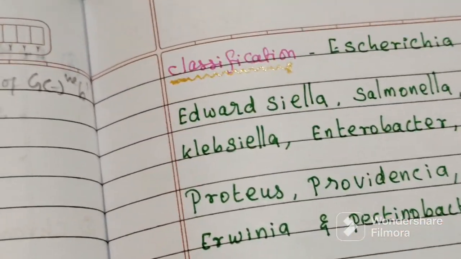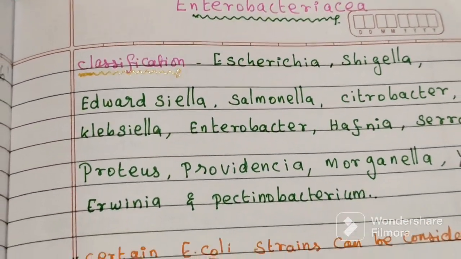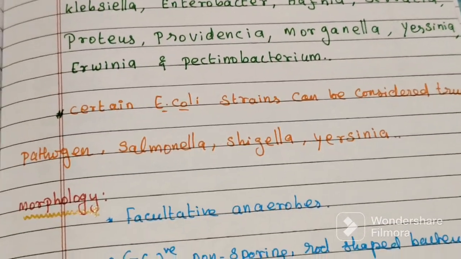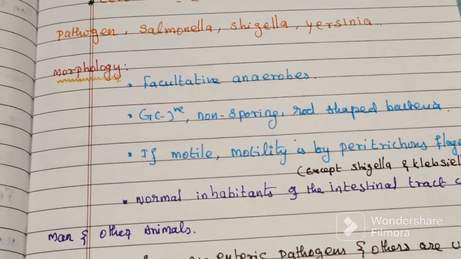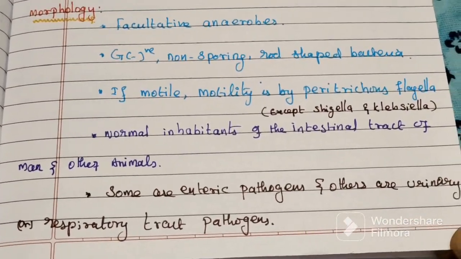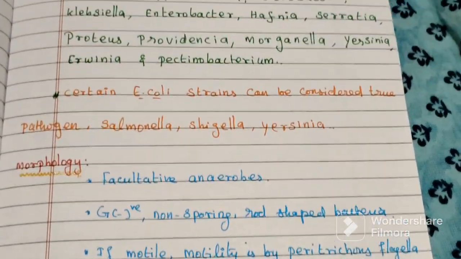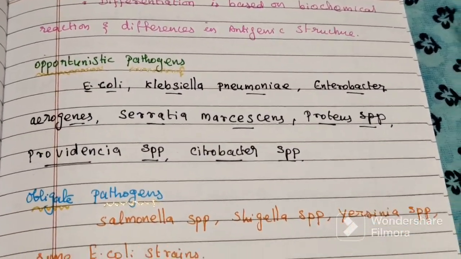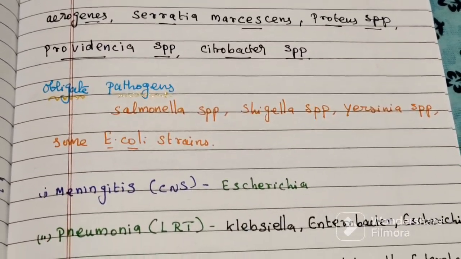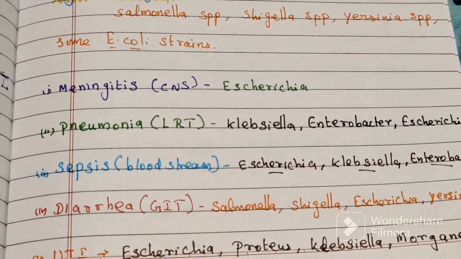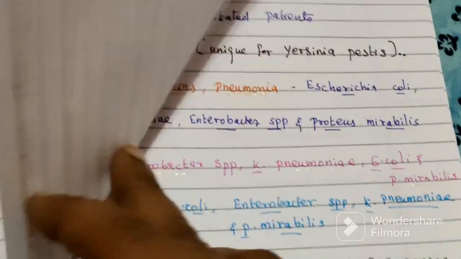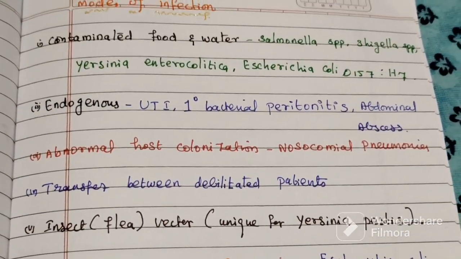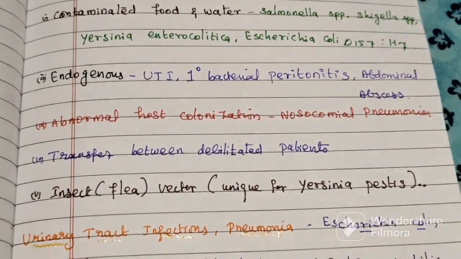Now we will see the notes format of Enterobacteriaceae: morphology, opportunistic pathogen, obligate pathogen, site of infections, mode of infection.